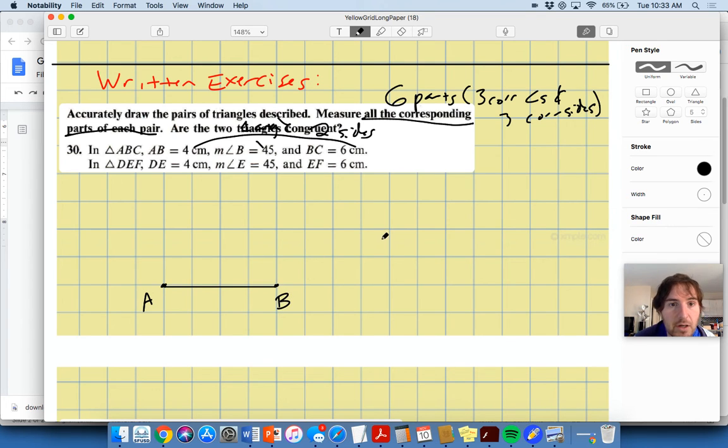All right, what's next here? It says measure of angle B is 45 degrees. Okay, so that means I'm going to go like this. So a 45-degree angle, remember, this is a 90-degree angle. This is a 180-degree angle. Half of 180 degrees is 90 degrees, and then half of 90 degrees is 45 degrees.